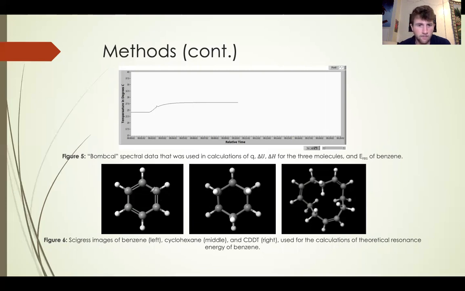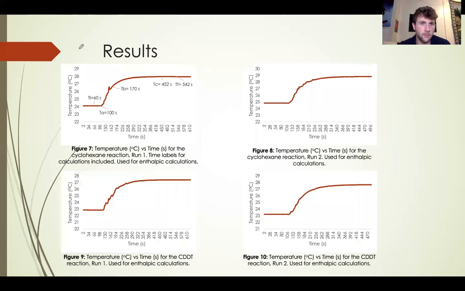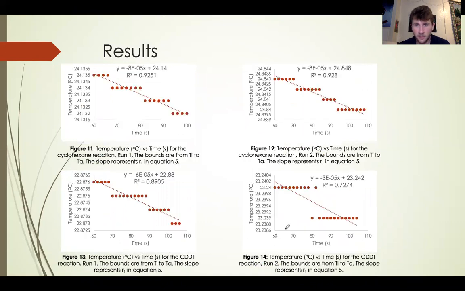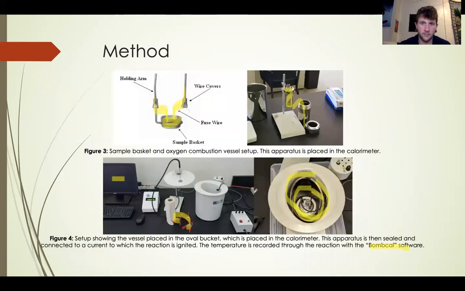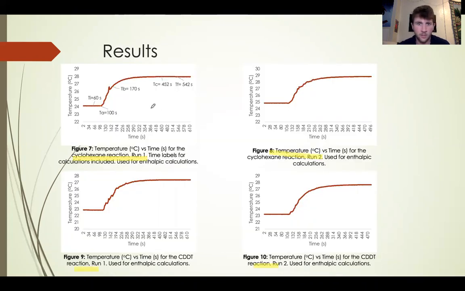With Sigress, these are the molecules that we use to study, again, benzene, cyclohexane, and CDDT. Now for each of the runs, we had cyclohexane run 1, cyclohexane run 2, CDDT run 1, CDDT run 2. I'm going to be doing this for a couple of these, so it's related to all four of the same runs. So looking at these time values, we're going to be looking at 5. TI here is the initial temperature, about 1 minute after the stir is turned on, no ignition yet.